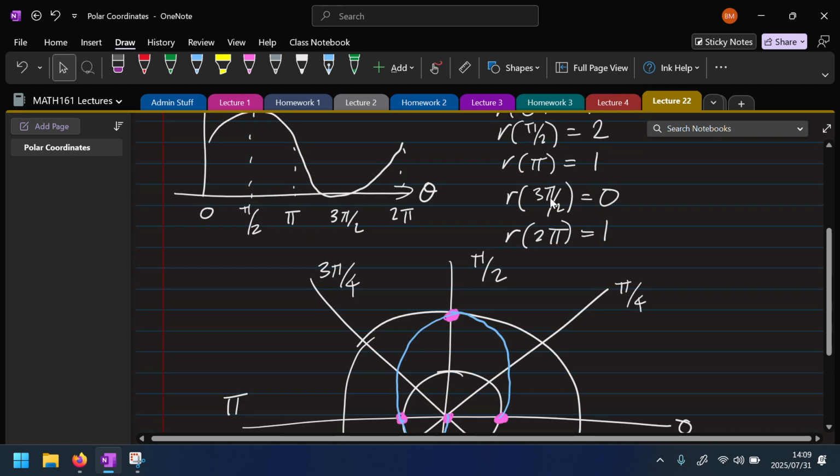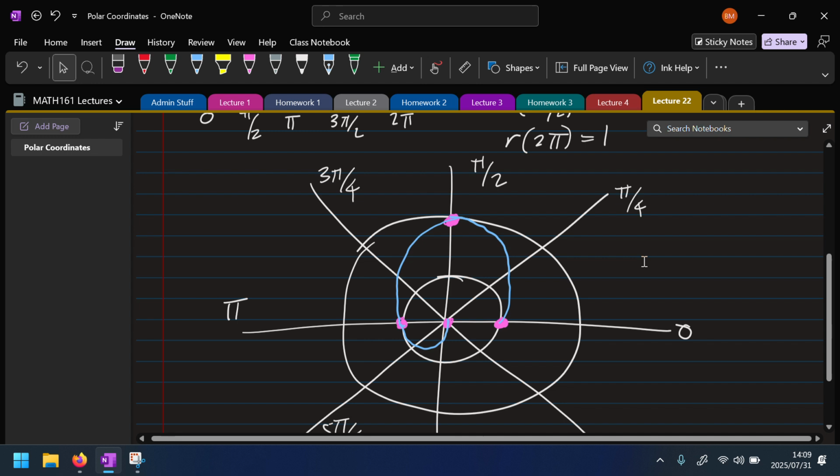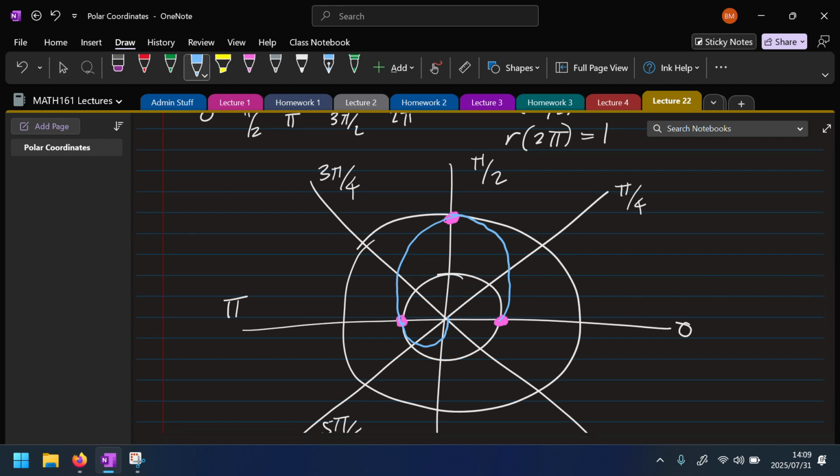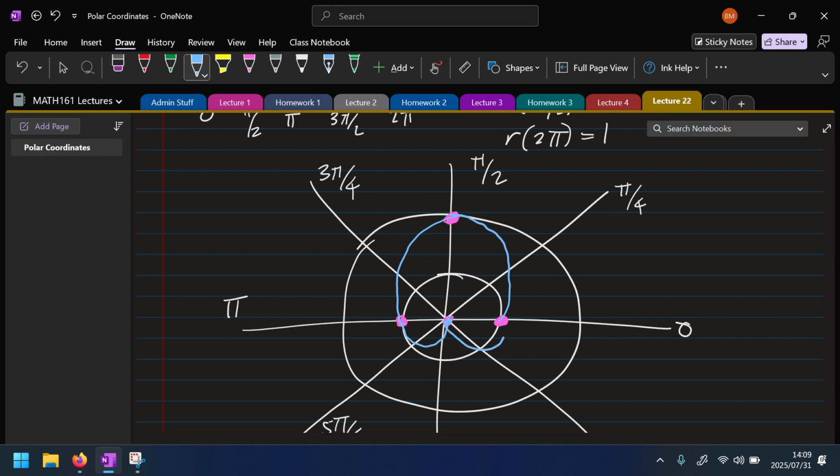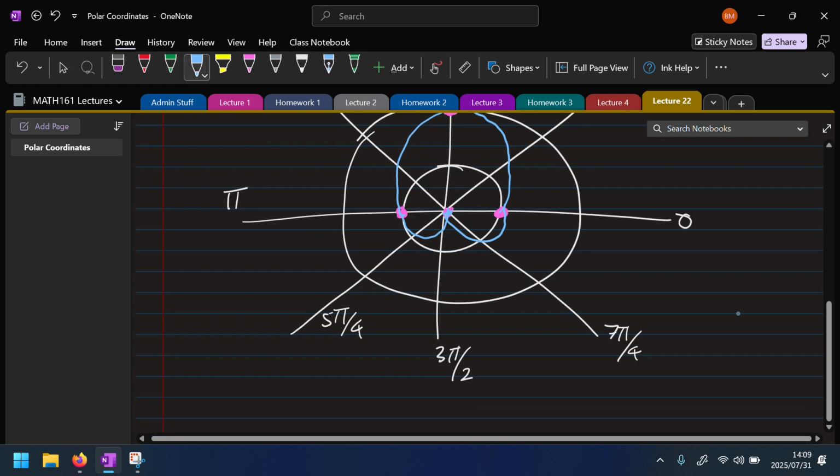Okay, and then from 3 pi over 2, so now we're at the bottom still, up to 2 pi, the radius then increases to 1. So we start at the beginning here, at the origin, and it's going to increase going out to 1. So it must look like that. Okay, so we end up with the following shape.